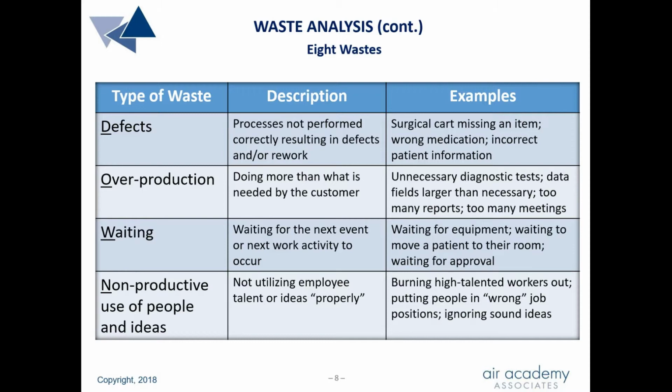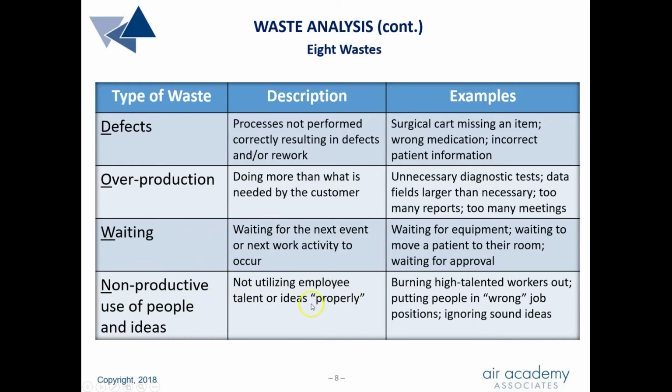There is a saying: when the cost of doing nothing exceeds the cost of doing something, it is time to do something. Highlighted in this slide and the following one are the descriptions of the types of waste, and then some examples of each. Defects: processes not performed correctly, resulting in rework. Overproduction: doing more than is necessary. Waiting for the next event or next work activity to occur. Waiting and defects are your most common types of waste.